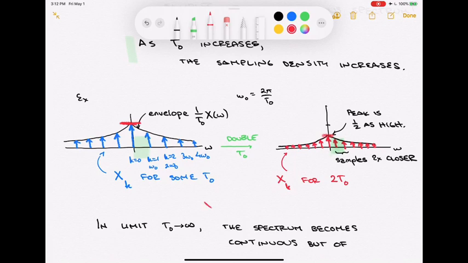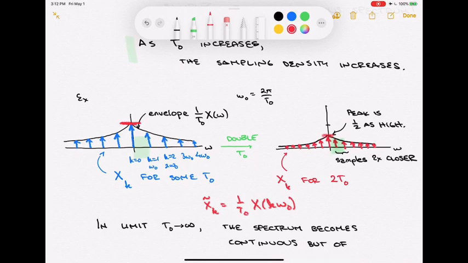Remember that x tilde of k looks like 1 over t naught times some underlying continuous distribution, that's the solid black line, sampled at integer multiples of whatever the base fundamental frequency is. As the period gets bigger, the base frequency gets smaller. That means they're going to be more densely packed together. So what do I get? I get twice as many lines that go half as high.